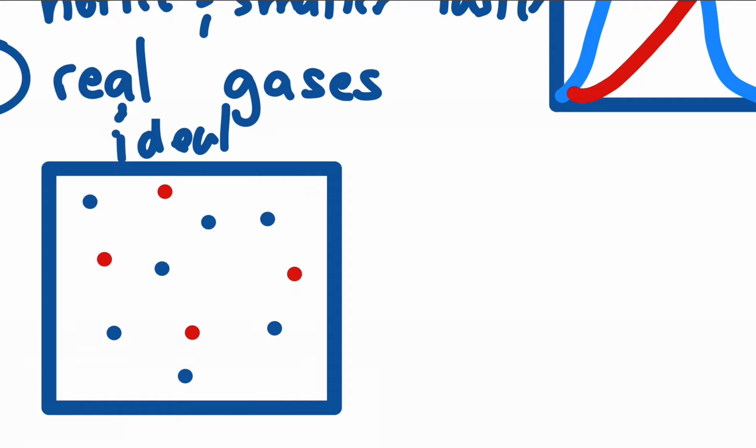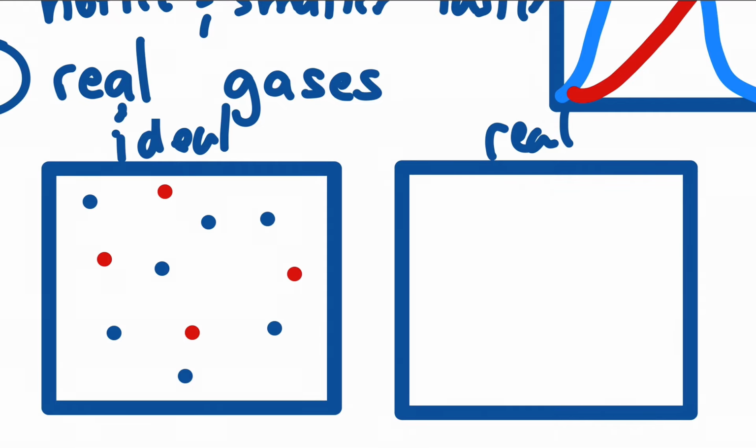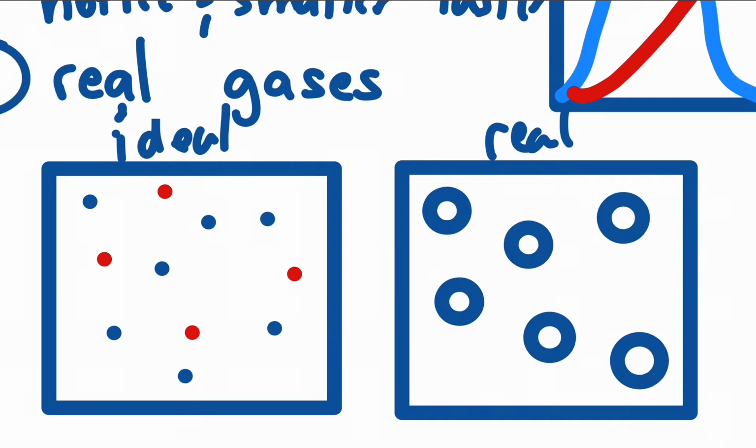Now, how is this different than real gases? Well, real gases actually have measurable volume to their particles, so they actually occupy space. This is quite an exaggeration, but you can imagine a mixture of some gases that are actually occupying space, and they interact with each other. They have attractive forces. So large molecules behave more real than ideal.